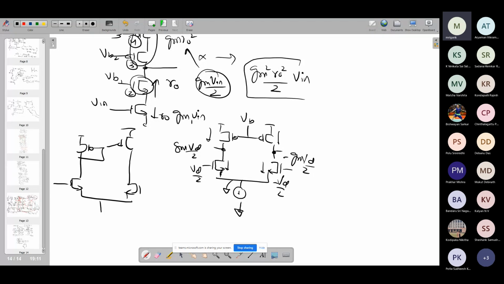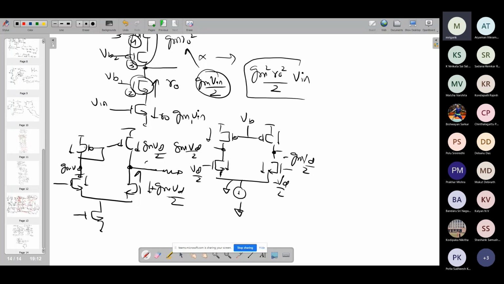Current mirror, what is happening? Here, whatever is produced, gm Vd by 2, the same is mirrored in the output. The output side, this is the output branch in this case, single-ended, and the same is mirrored here, and minus gm Vd by 2 is coming from here. Taken together, if you reverse the sign, it becomes plus gm Vd by 2, and then we have the net gain, gm Vd by 2 plus gm Vd by 2 into the Ro. That's what we have seen.